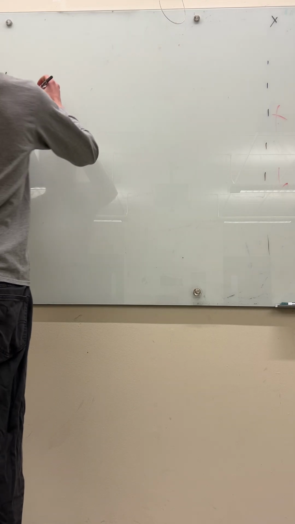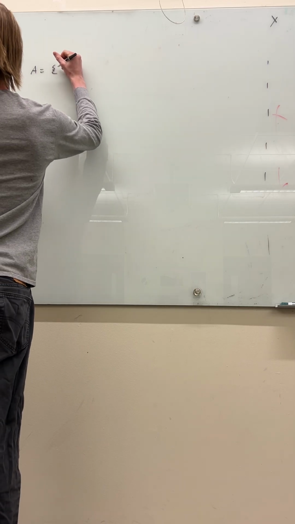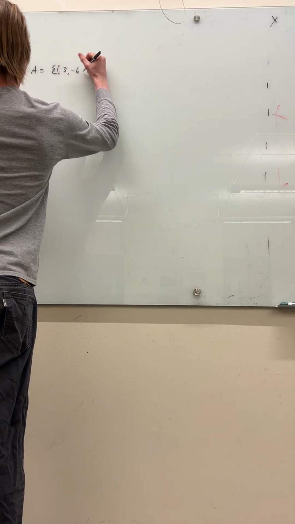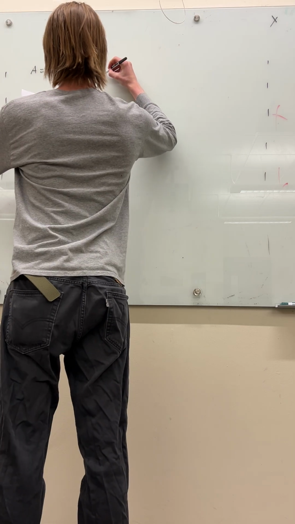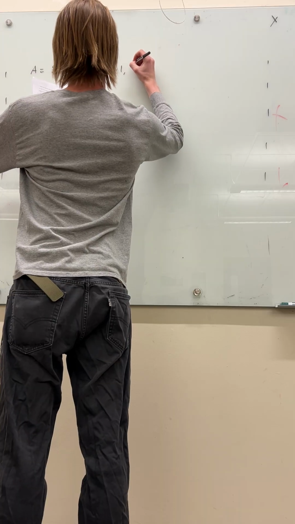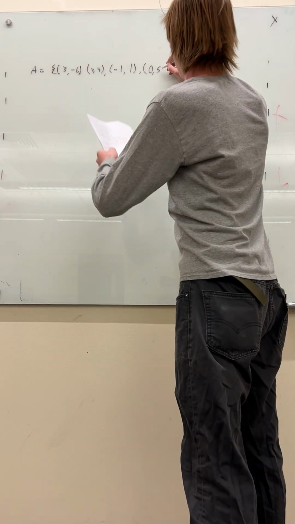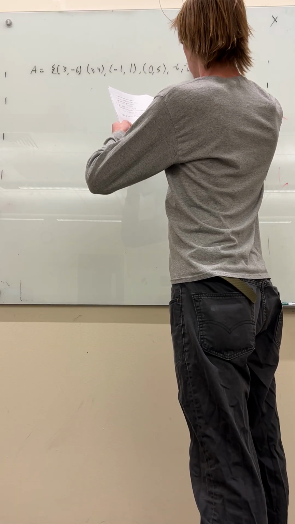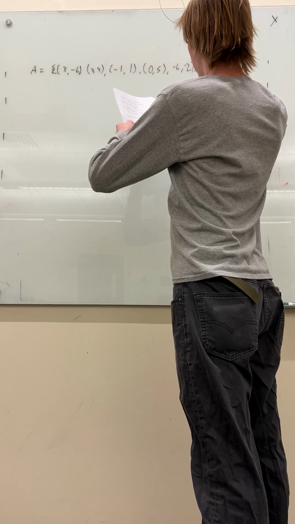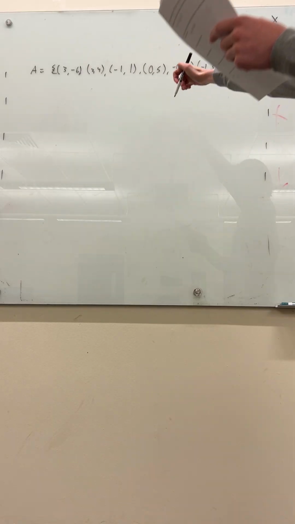So, we're doing test 3, questions 1 and 2. We're answering questions based on pairs of points relations. A equals (3, -6), (2, 4), (-1, 1), (0, 5), (-6, -2), (-1, 3). Okay, those are our points.